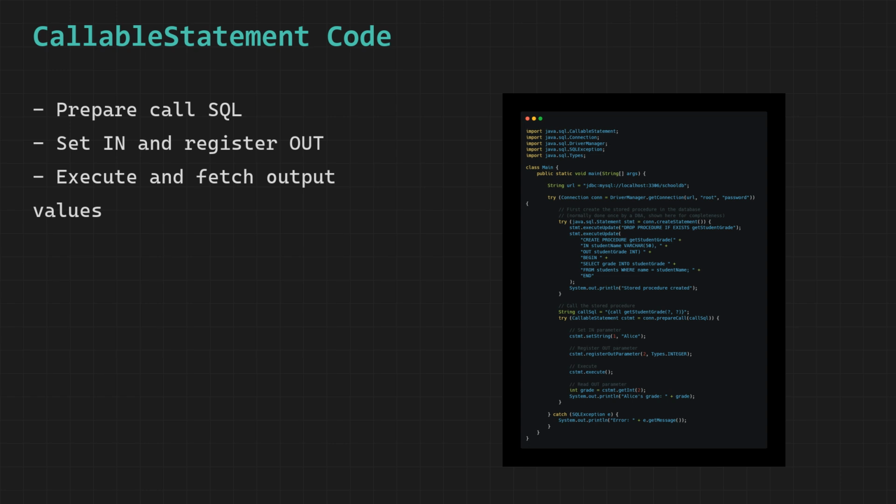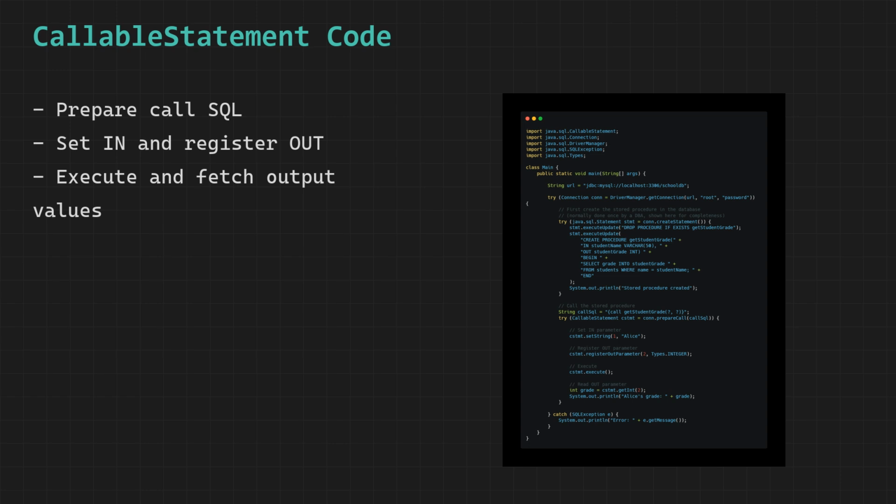The call SQL uses the curly brace escape notation. Two question marks, one for the in parameter, one for the out parameter. prepareCall prepares the callable statement. setString(1, "Alice") sets the first question mark, the in parameter, to Alice.